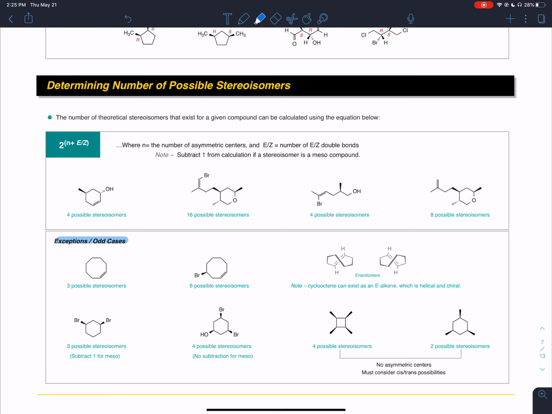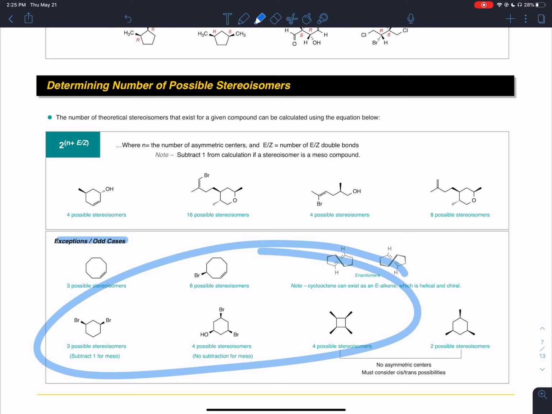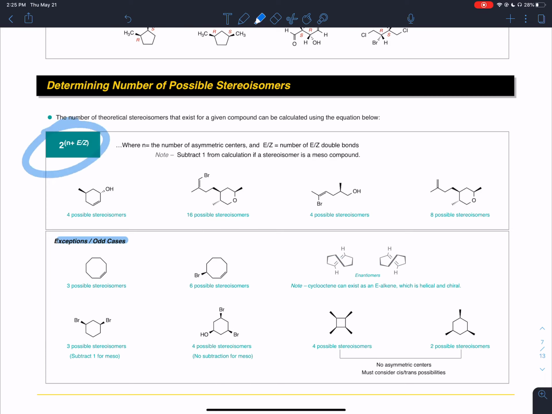Okay, now in general, if you did not have these weird funky exceptions, we can use this rule here: 2 to the n plus the number of E/Z double bonds, where n is equal to the number of asymmetric centers, and E/Z is equal to the number of E/Z double bonds. You would count the double bond as 1 towards that count.